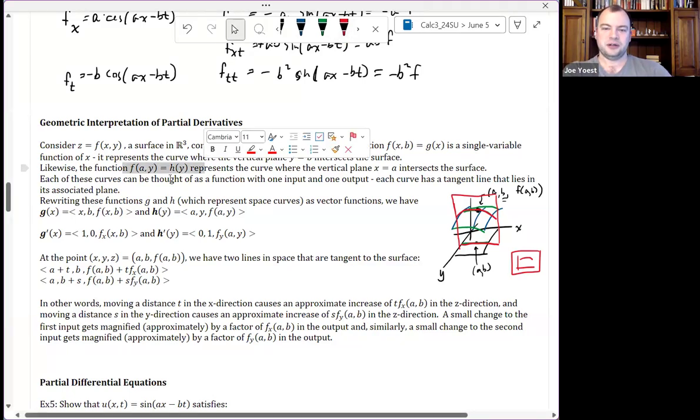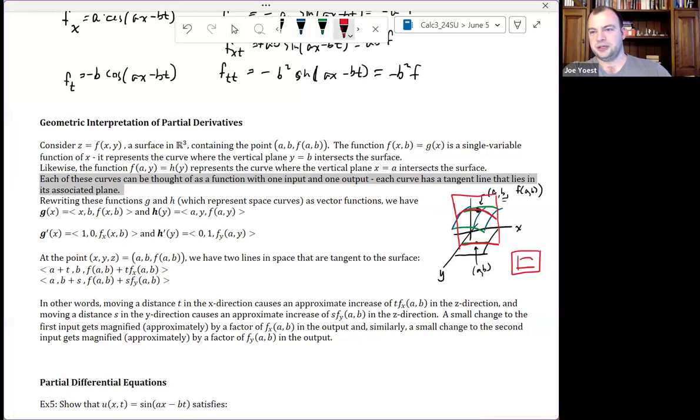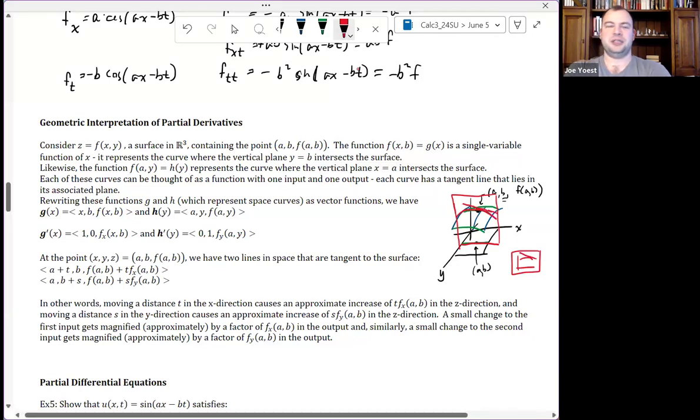And similarly, we could go the other direction. f(a, y) is just some other function just of y, where we have the intersection going in the other direction. And again, each of these curves can be thought of as a function with one input and one output, just like a Calc 1 type single variable function. And each curve has a tangent line that lies in its associated plane. Pretty clearly, the tangent line to this red curve lies in that plane.